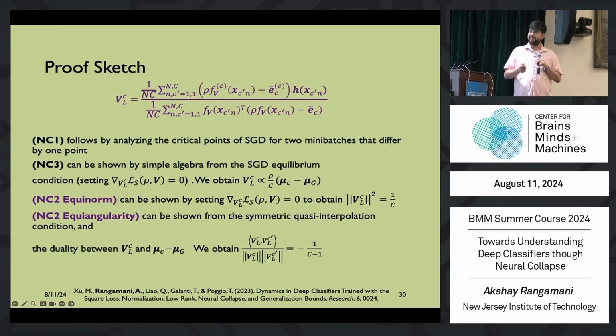And finally, again, I'm not doing the calculations. It's tedious but not hard to show that you can get the closed form solution for the classifier weights, and you can compute their angles, and you see that they're all the same norm and they have the same angle with each other. So you can show that NC2 is satisfied as well. Okay.